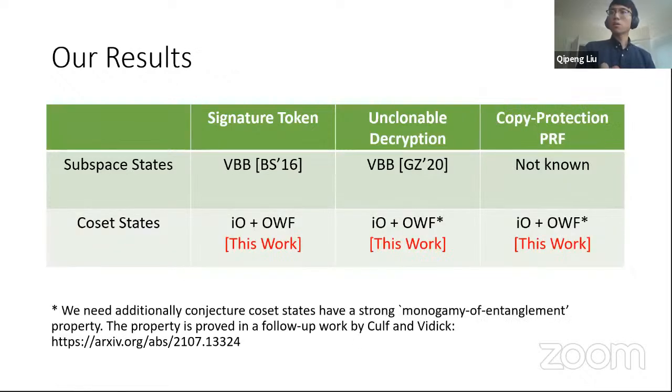In this work, we show that this generalized notion called coset states also gives these applications, but in the plain model, by assuming post-quantum iO and a one-way function. For unclonable decryption and copy protection of PRFs, we need to additionally conjecture that the coset states have a stronger property. The property was proved by Culf and Vidick in a follow-up work.